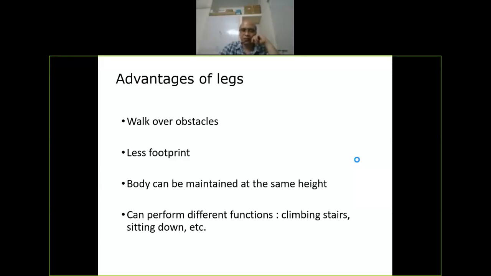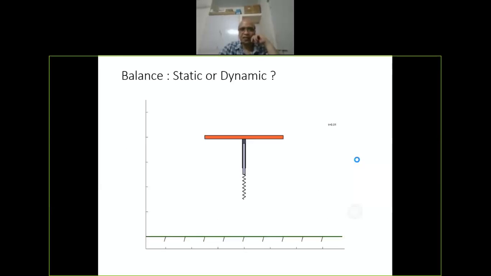Now, the third point there, body can be maintained at the same height. It's something that's very important. If you think a little bit, when we walk, our two eyes have to be kept horizontal because that is our reference frame. So when we are walking also, those two eyes have to be always horizontal, and that can be done only with a legged system. It can't be done with wheels. And that is one of the reasons why we have wheels. Sorry, we have legs.